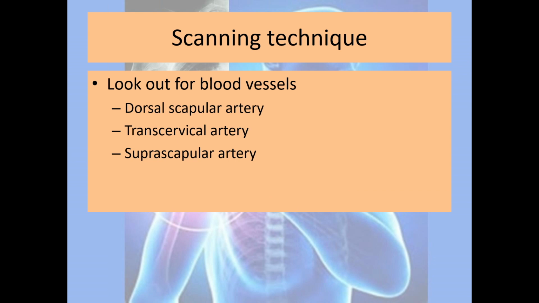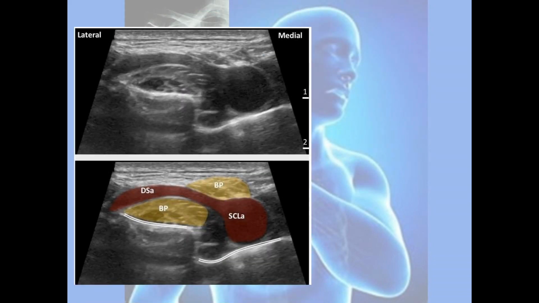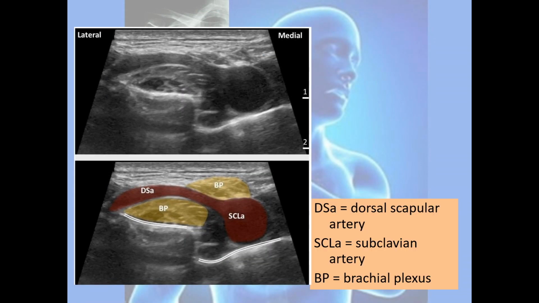But as I was saying, at this level also sometimes there will be arteries present, mainly the dorsal scapular artery, the transverse cervical artery and the suprascapular artery. So this is an ultrasound image of the brachial plexus at the supraclavicular fossa. You can see the dorsal scapular artery coming up from the subclavian artery just superficial to the brachial plexus, making the block very difficult.